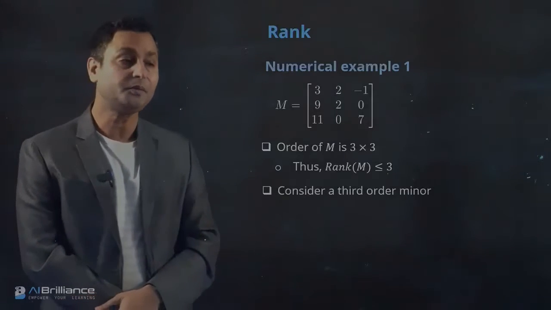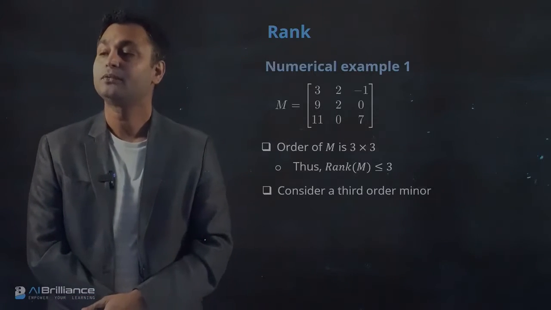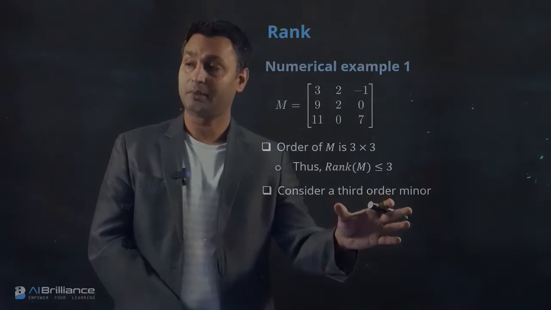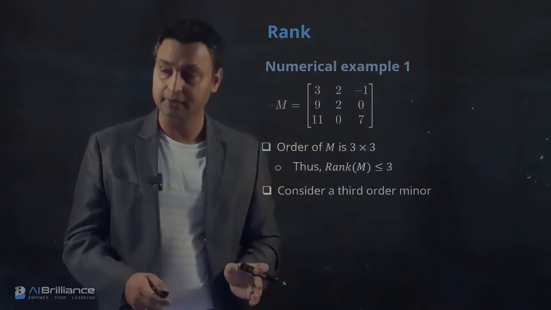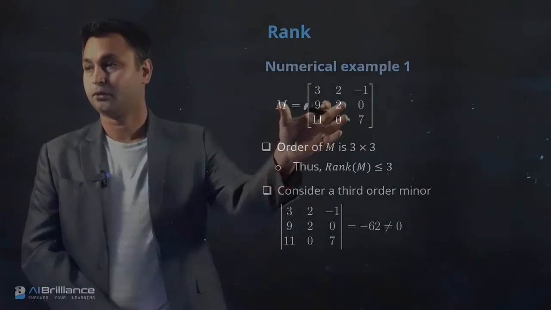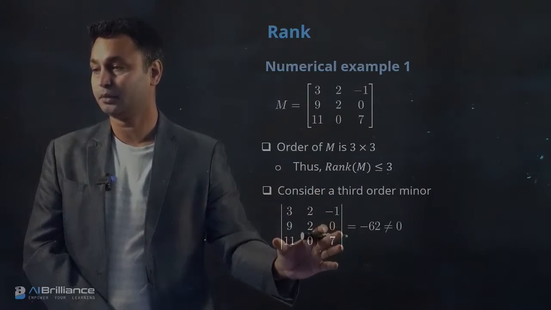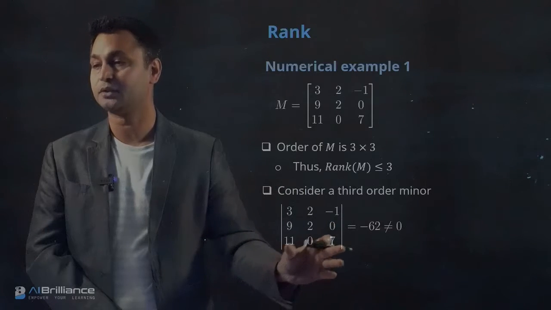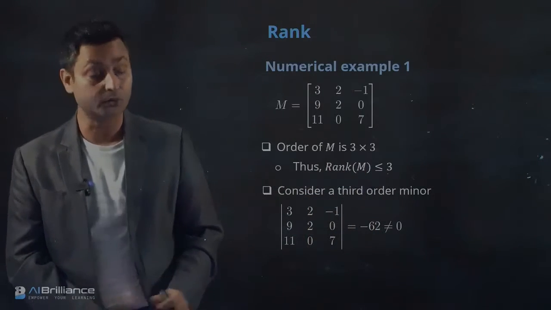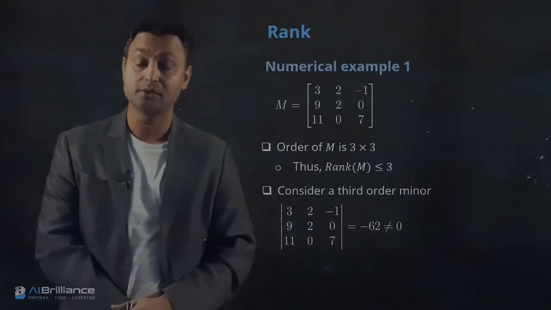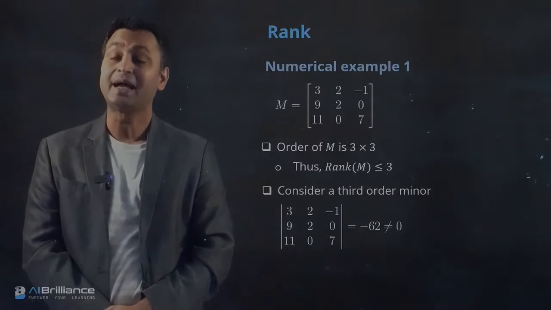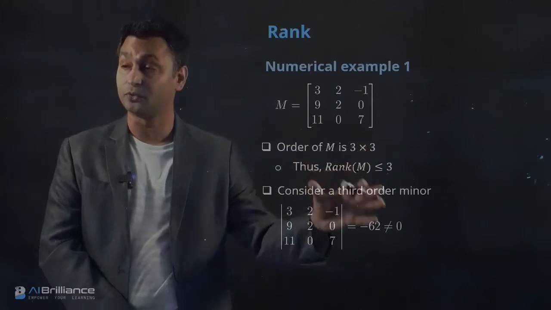In order to determine the actual rank, first you consider the third order minor, which means you consider the whole matrix and you determine its determinant. So you take the third order matrix, this becomes a determinant, and you calculate the determinant of this. This came out to be minus 62, which is not equal to 0. So since the determinant is non-zero, that means this matrix is full rank.